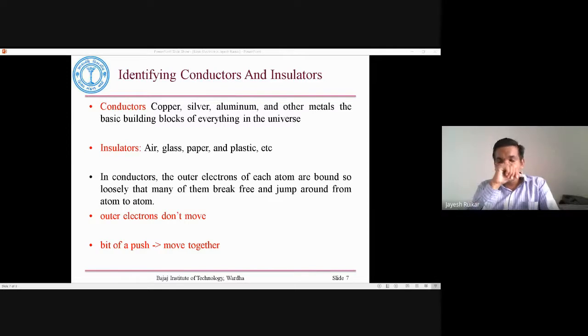So what happens inside the conductor? In a conductor, the outer electrons of each atom are bound so loosely that many of them break free, and they can jump around from one atom to another atom.